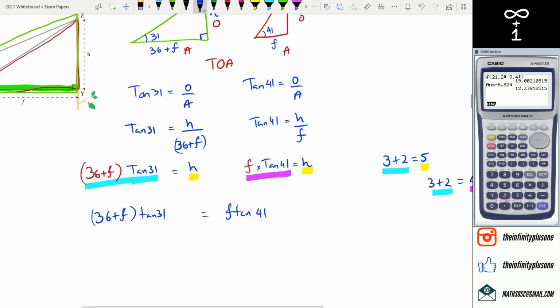Next thing is I need to work out what tan 31 and tan 41 are. I'm just going to work that out real quickly. Tan 31 equals 0.6009. So this then becomes 36 plus F multiplied by 0.6009 equals F times tan 41, which equals 0.8693.